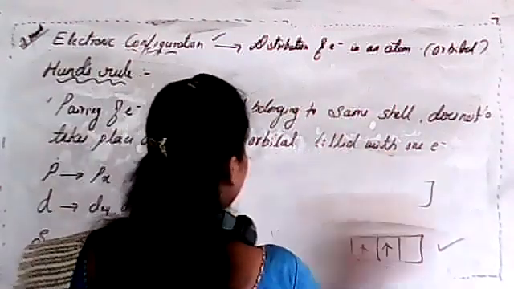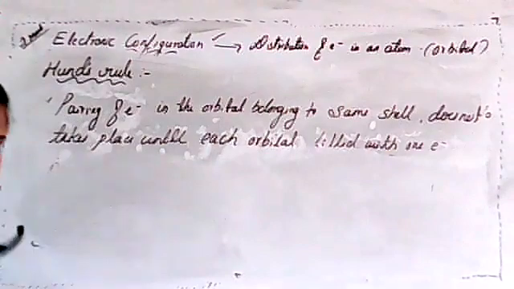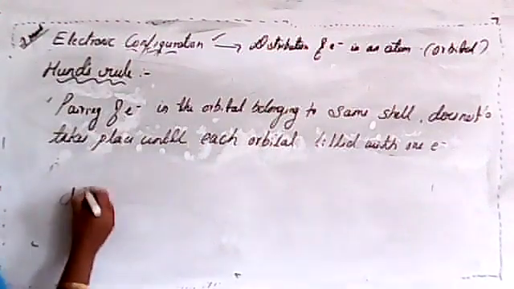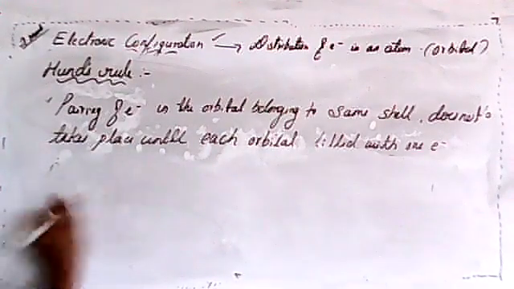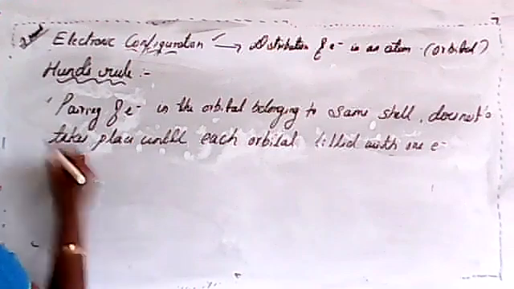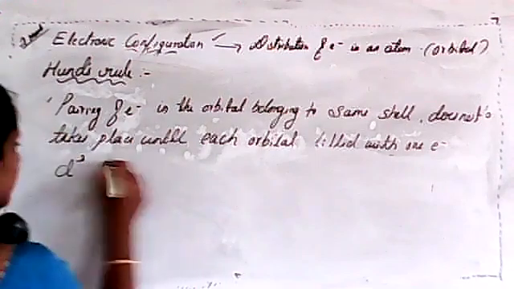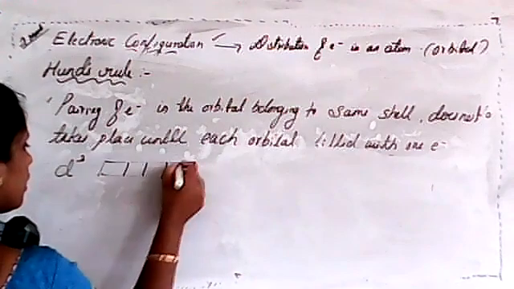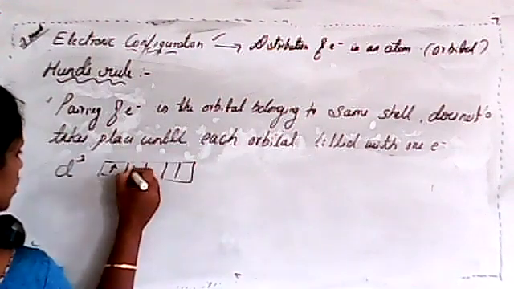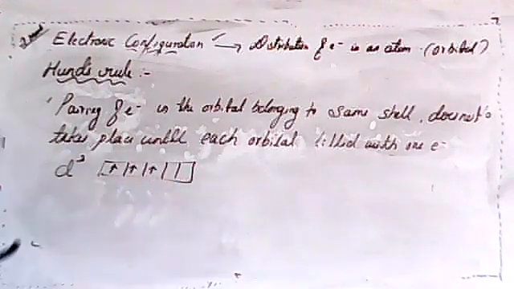So now again I'll consider the d orbital. If there is d3, that means 3 electrons are in the d shell. In that case, it has 5 orbitals, isn't it? So 1, 2, and 3. Clear?